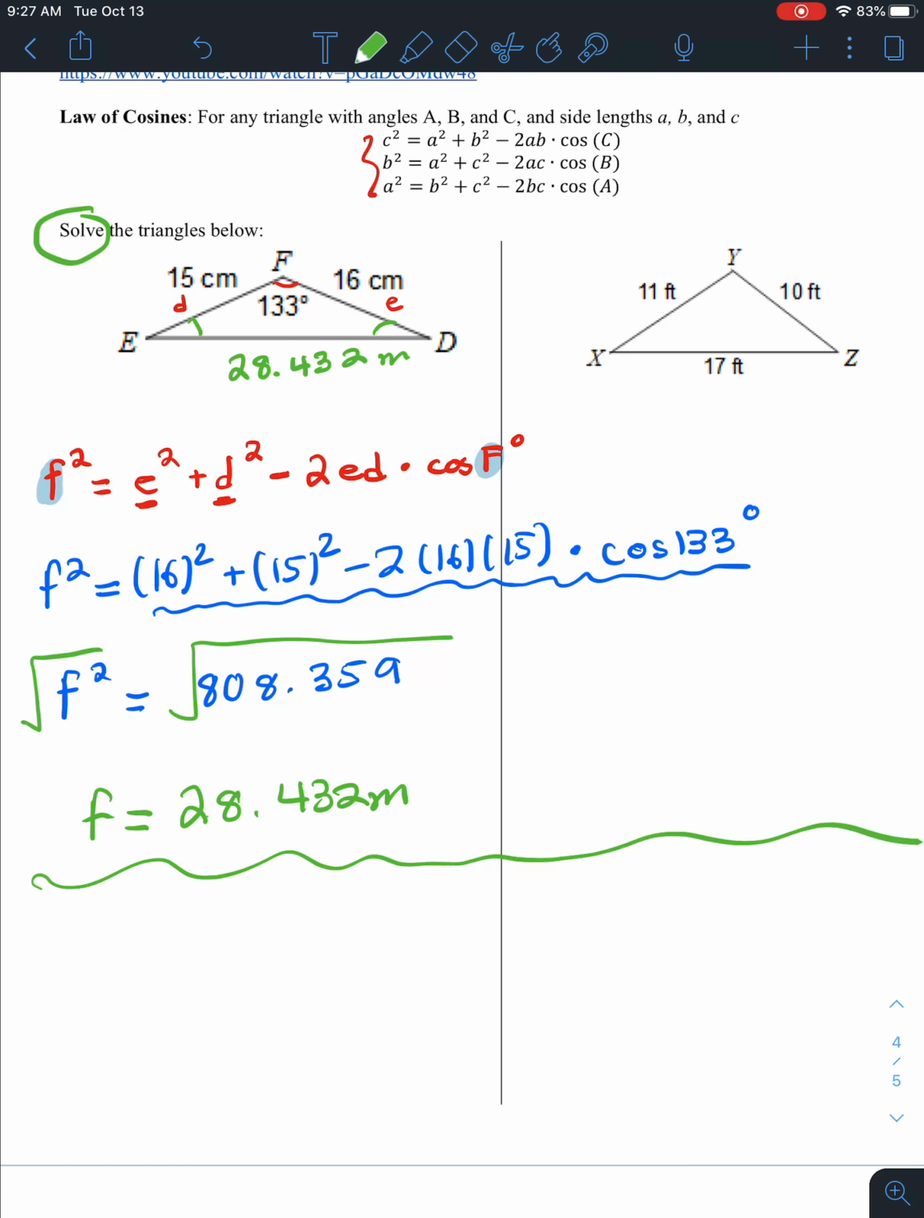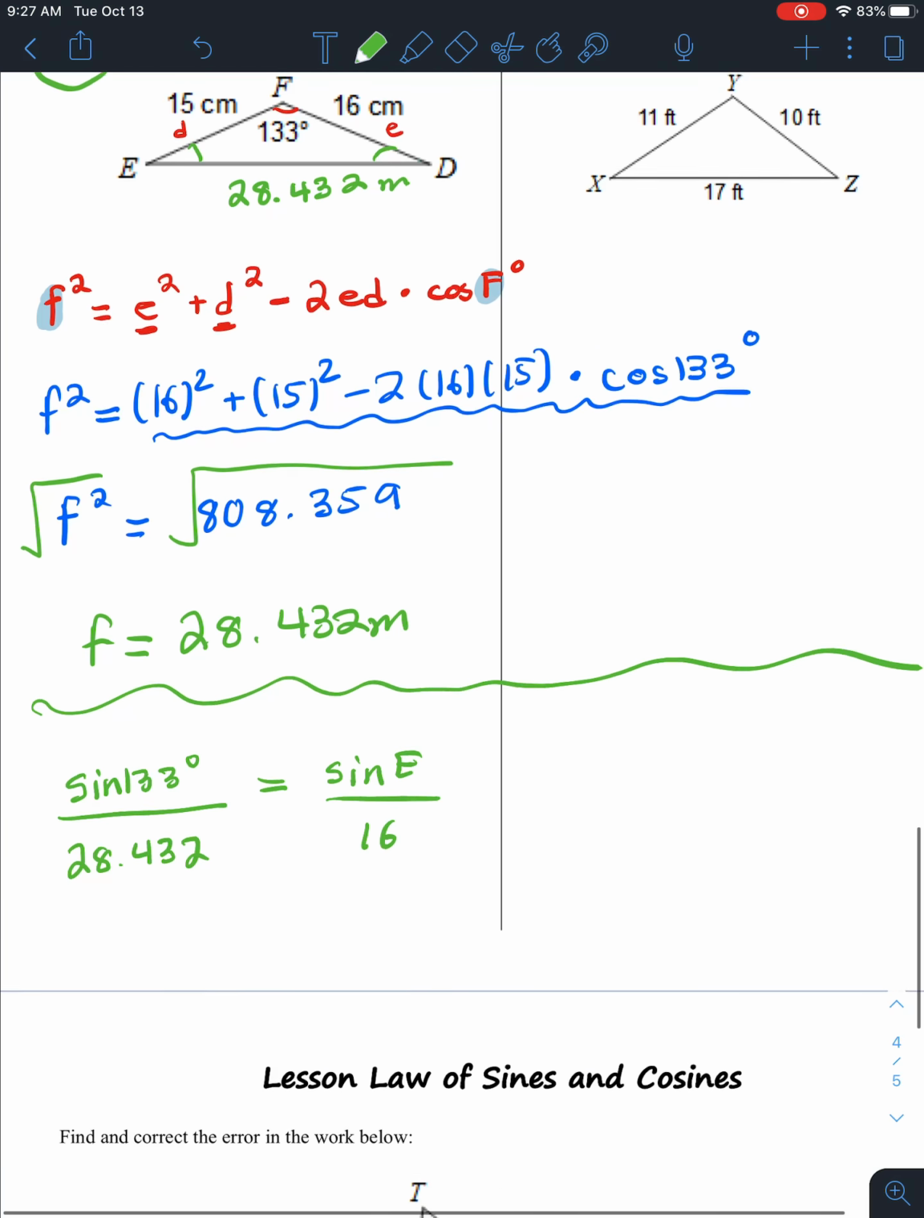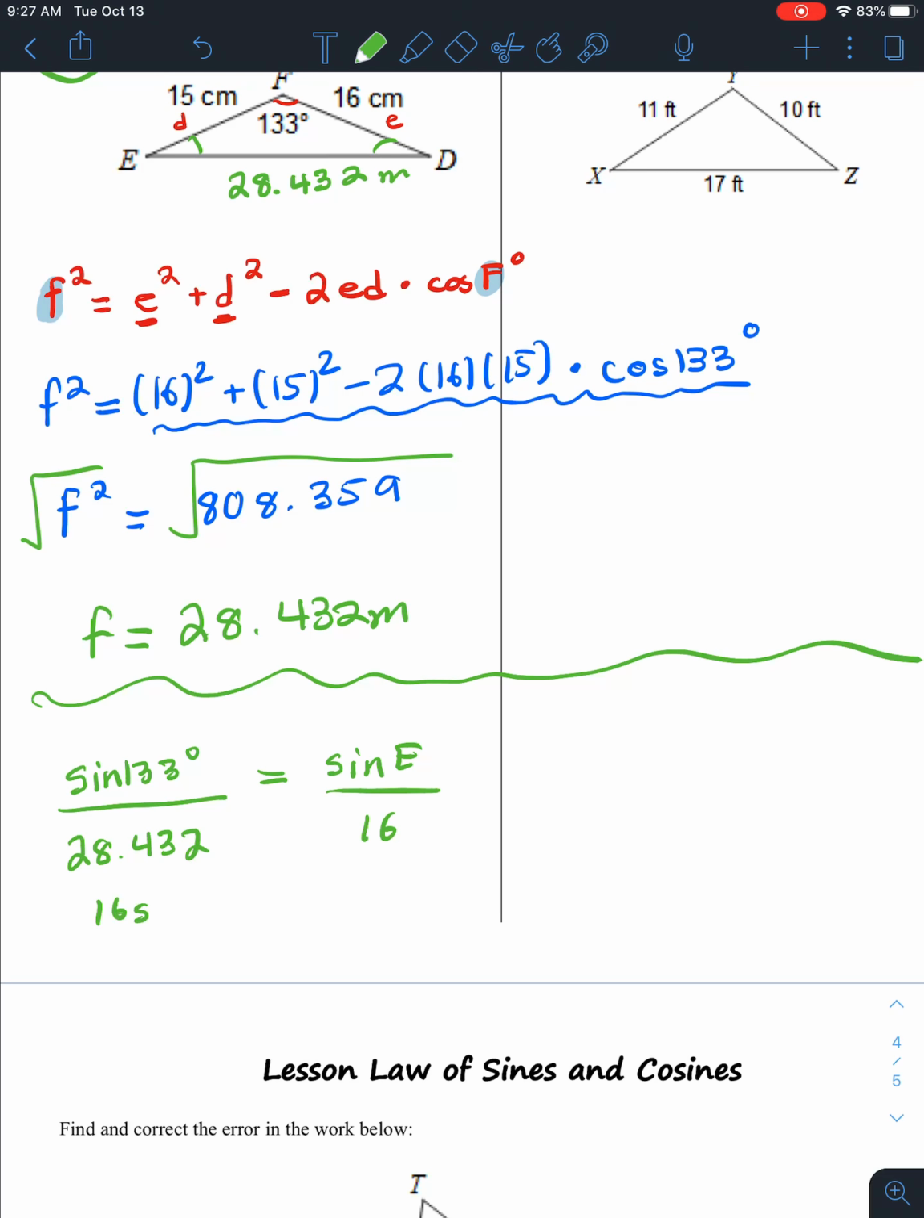Right now, if I want to solve for angle E, I can really use the law of sines, because now I know an angle and an opposite side. So I know that sine of 133 degrees, I could divide that by 28.432, and I can say that equals sine of E over 16. Could you do sine of D over 15? Yes, it doesn't matter. In this case, I just happen to pick E. And then you do the same thing. You cross multiply.